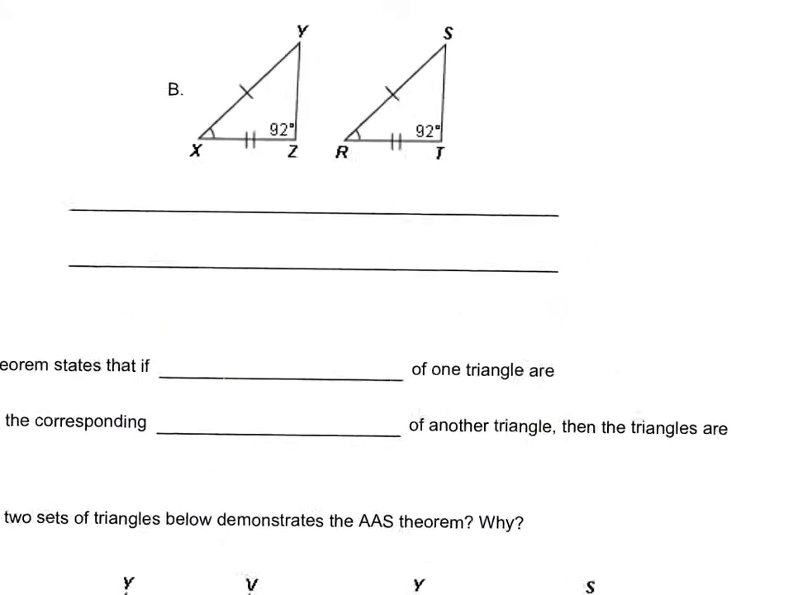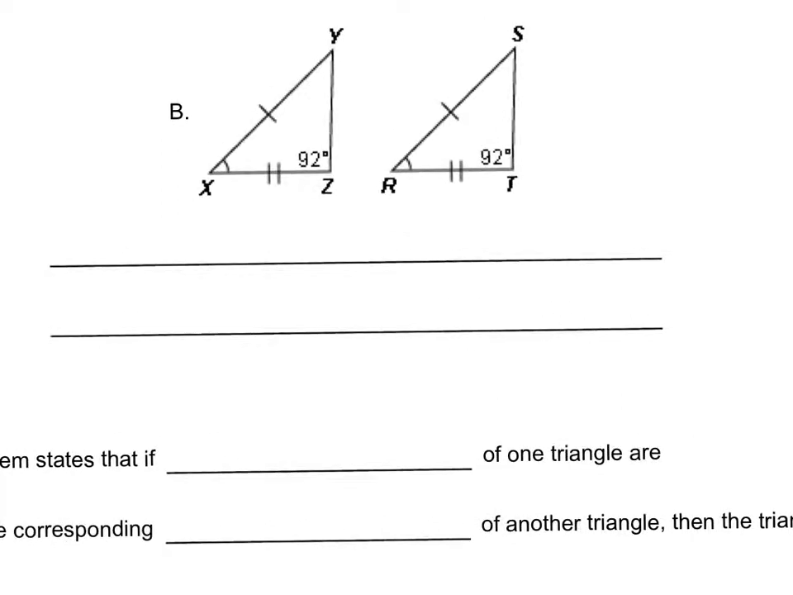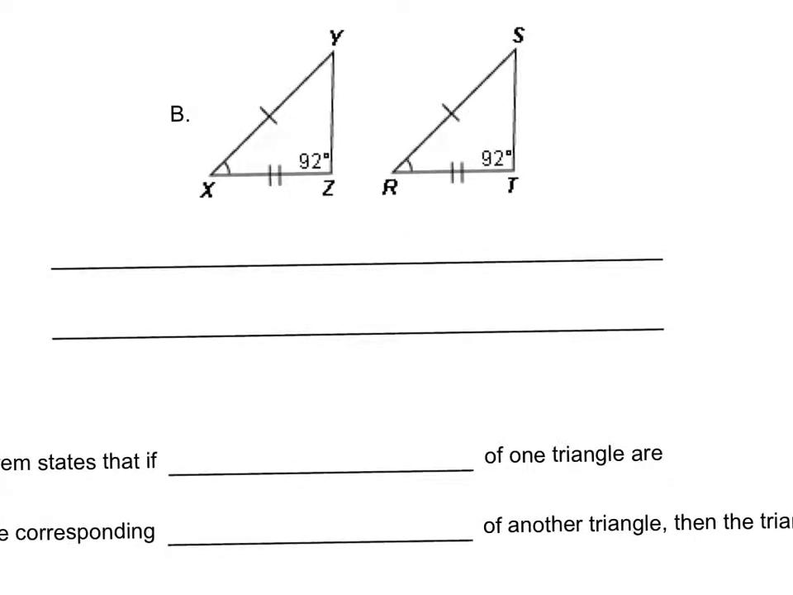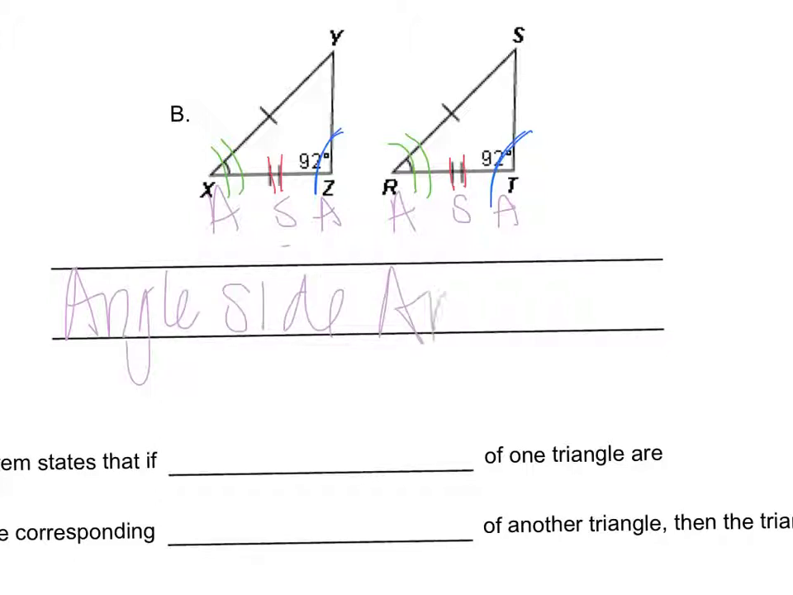And we have two triangles. And we're going to figure out what we know. So let's start with what we have, the 92. So they both have a 92-degree angle. They both have 2 marks on XZ and RT, which means that those two are congruent. And because they have this symbol right here, what that means is those angles are congruent. So based on this picture, I have an angle, a side, and an angle. An angle, a side, and an angle right in a row. So these two triangles are congruent by angle, side, angle, because they have 2 angles and the side in between them congruent.